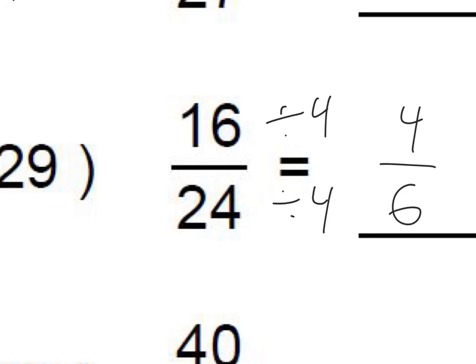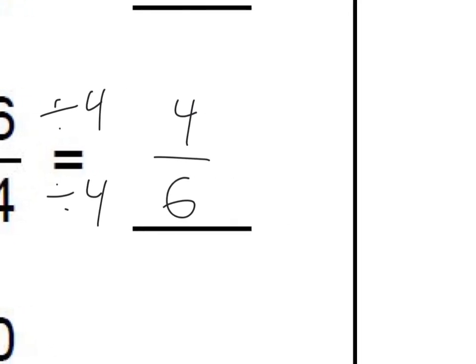Now, 4 and 6. Is there anything else we can divide besides 1 there? Yes, 2. Remember, whatever goes on the top has to be on the bottom. You cannot do 4 on the bottom, but you can certainly do 2. How many times does 2 go into 4? 2. And how many times does 2 go into 6? 3.